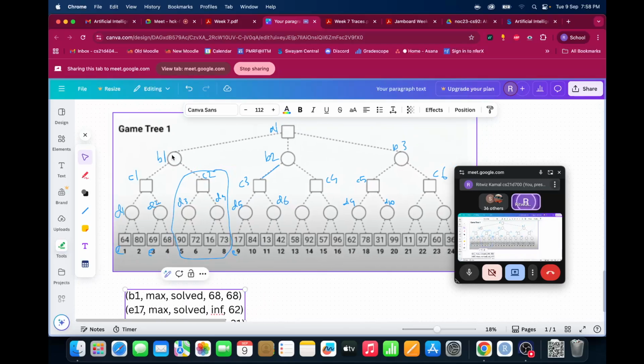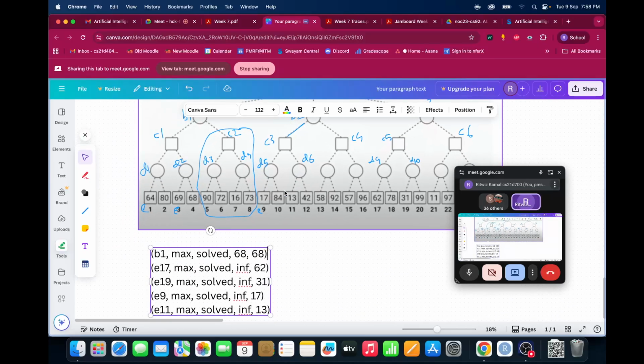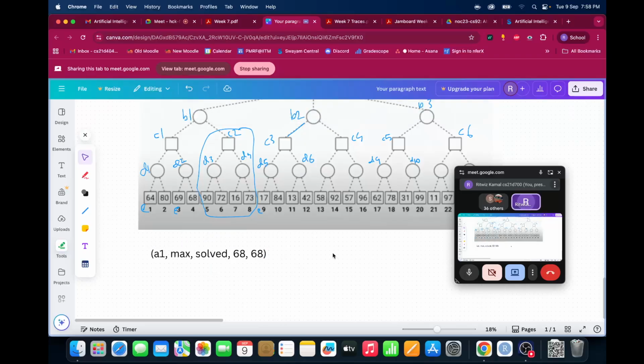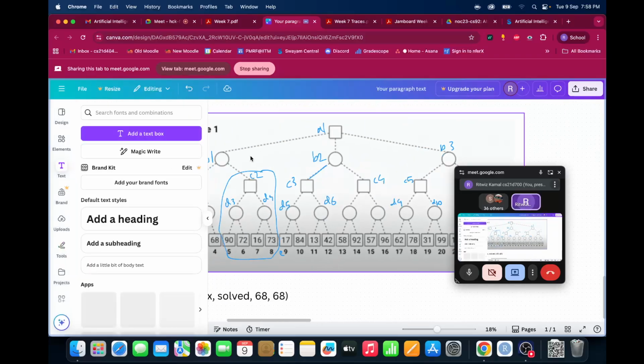So B1 is solved. One min node of the max node A1 is solved. Do we need to bother about B2 and B3 anymore? No need. Exactly. We don't need to bother about B1, B2 and B3 at all. We prune everything that is remaining. We mark A1, which is a max node, solved, 68. And essentially what we did is, sorry about that.